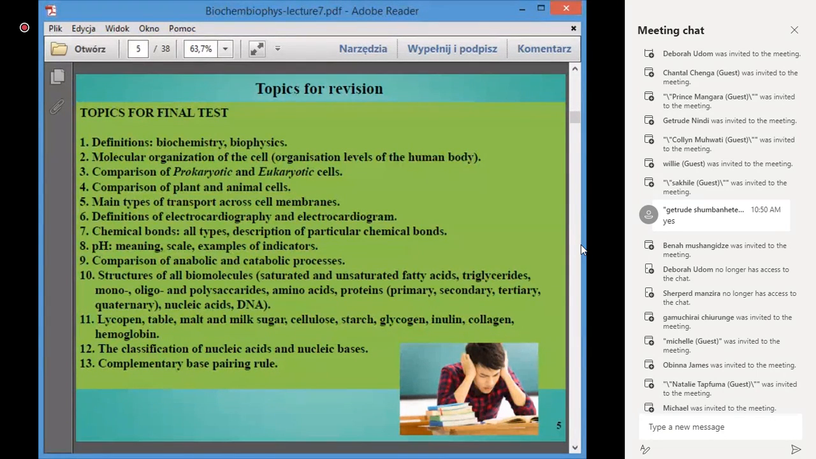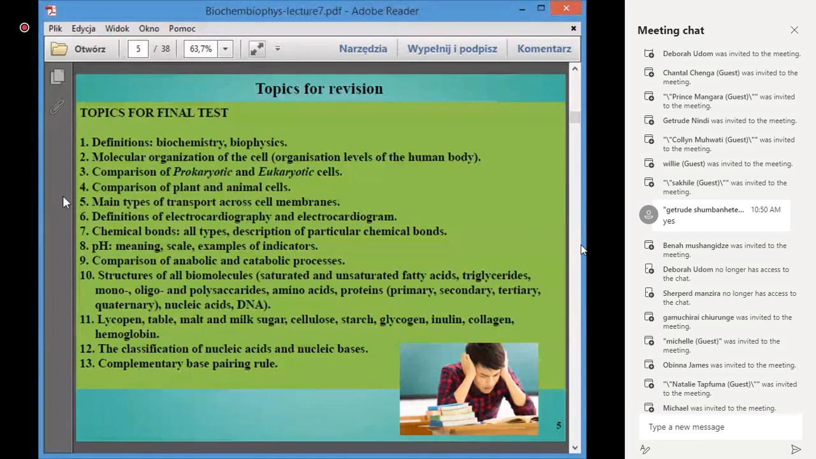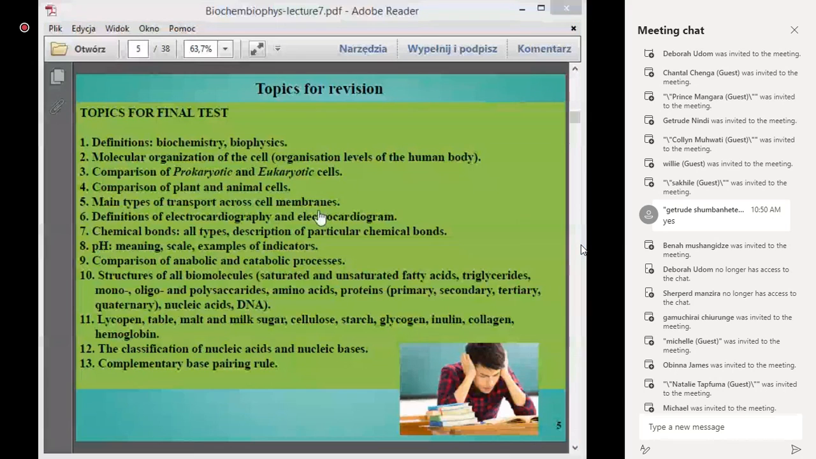That is why I prepared such topics for you, so I can briefly describe them. First, you should write some definitions of biochemistry and biophysics. It doesn't mean that you should prepare the definition which I showed you, but you can use your own words, because the most important thing is that you understand the meaning of these terms.